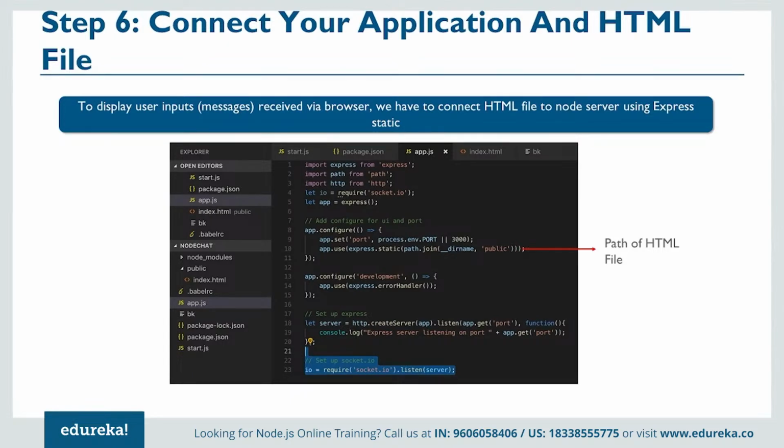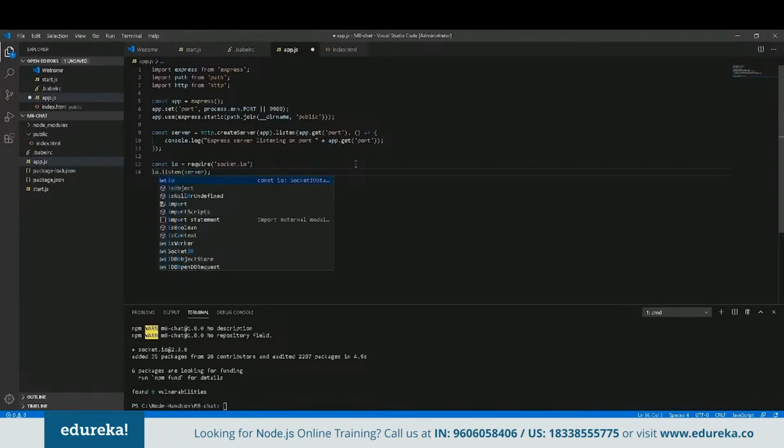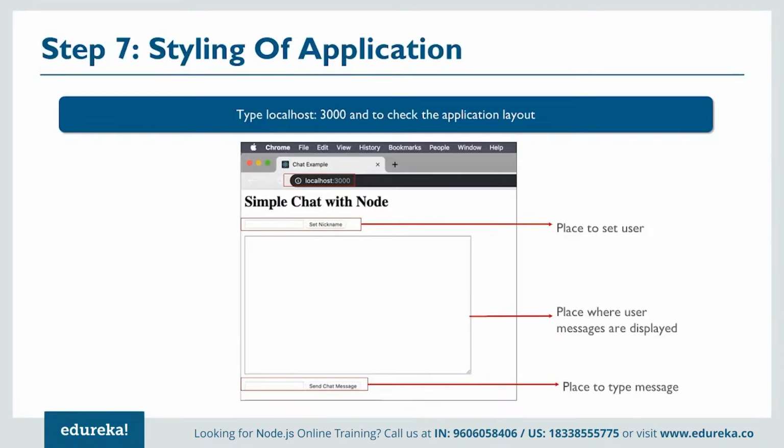So we'll have to include this line in our app.js. We've done this in just one line. What you could do is like this also, it's up to you. So this is the basic form that we talked about, the place to set the nickname and the area where you send the chat message, the send chat message button.